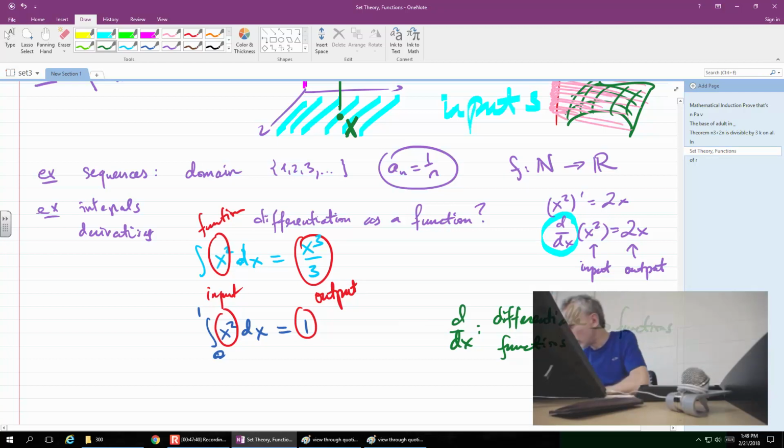Anyway, to wrap it up, is it one-to-one? Why not? Not necessarily. You could have two differentiable functions that differentiate to the same thing. Yeah, two functions have the same derivative, right? So x and x plus 1 under differentiation give you the same function.